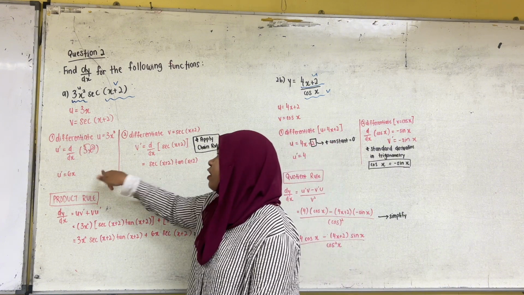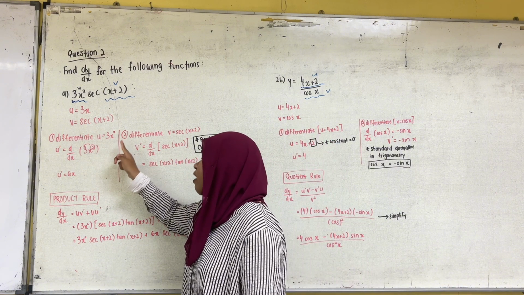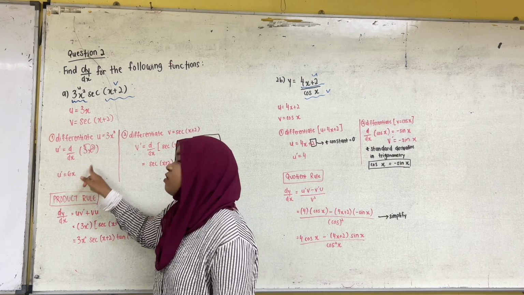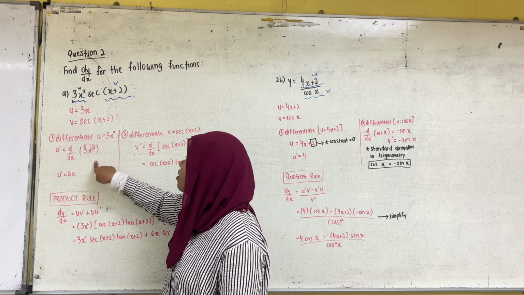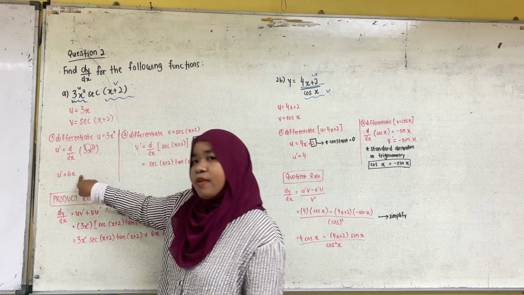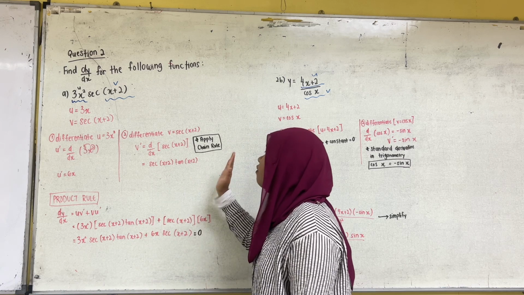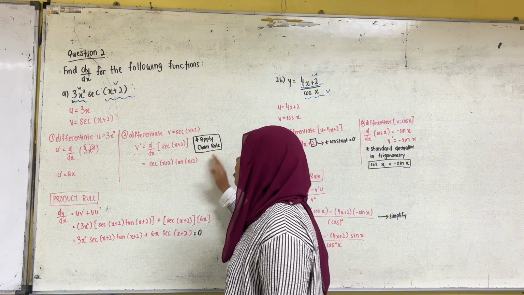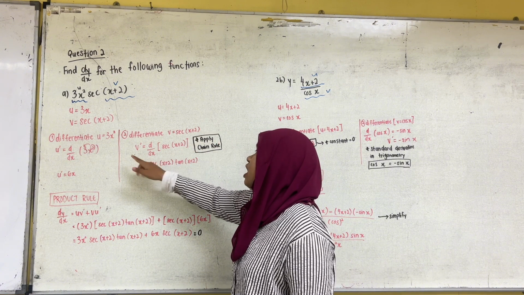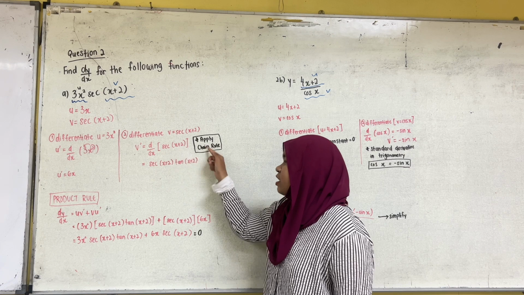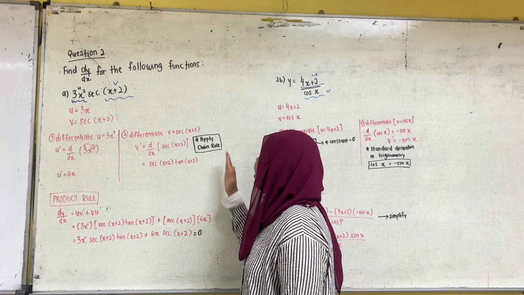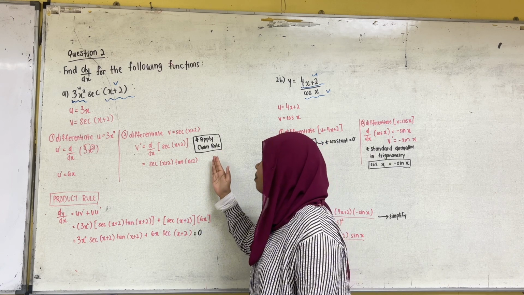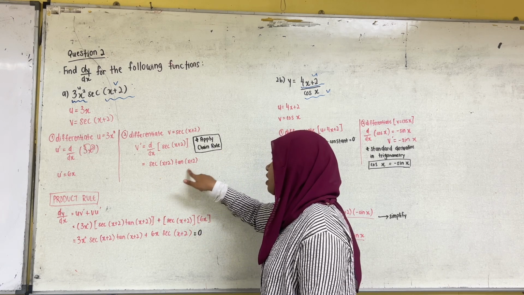For the first step, we have to differentiate u and v in order to get u prime and v prime. First, we differentiate u equals 3x squared. u prime equals d over dx of 3x squared. In order to get the answer, we use the power rule. The final answer is u prime equals 6x. For the next differentiation, v prime equals d over dx of sec x plus 2. In this case, we apply the chain rule, and the answer for v prime is sec x plus 2 tan x plus 2.